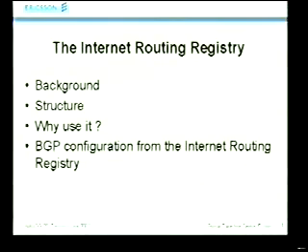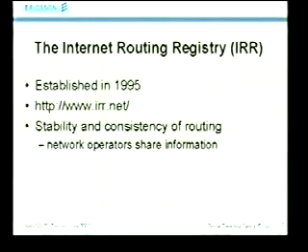So the contents are, for the Internet Routing Registry, look at the background, structure, why use it, and then a little bit about BGP configuration from the Internet Routing Registry. Well, the Internet Routing Registry was established in 1995, and the URL is this one here, www.irr.net, and the idea is to promote stability and consistency of routing.